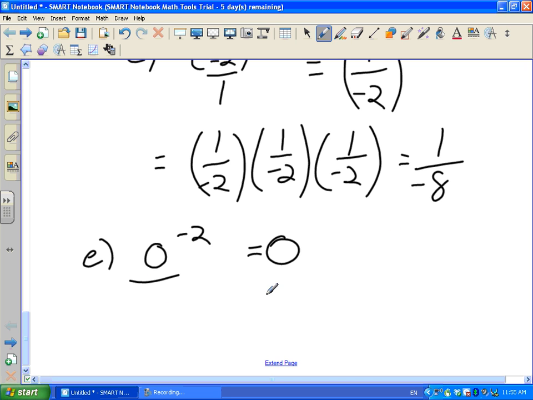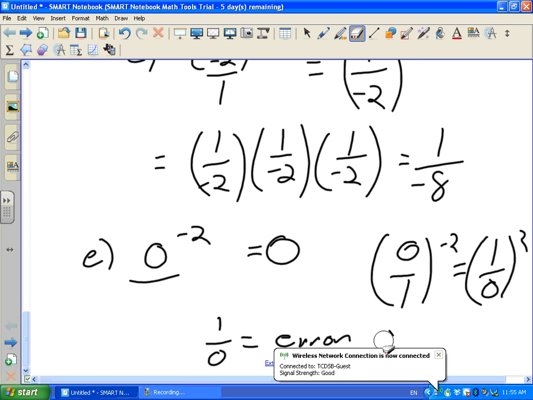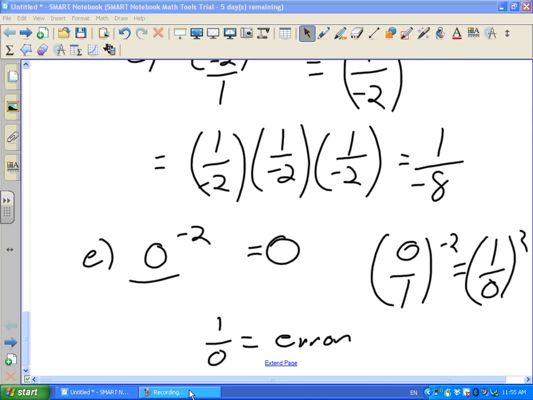Even if we wrote it as a fraction, 0 over 1, we flipped it, it becomes 1 over 0 squared. It becomes 1 over 0. If you type this into your calculator, you actually get an error. You can't divide anything by 0. Your calculator will say error on it, okay? We're just going to have nothing. There's no value to that. Undefined, you can say.